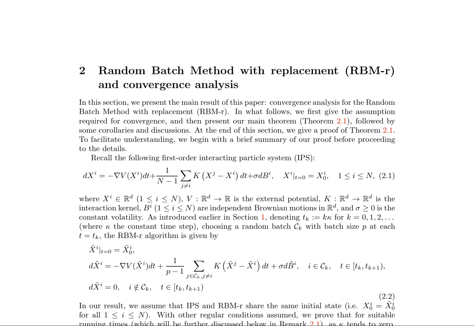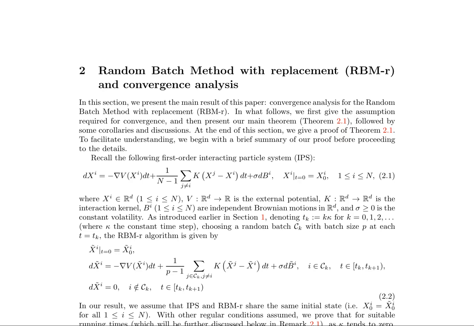The RBM-r algorithm is a discretization of the IPS, where at each time step, a random batch of particles is chosen, and the interaction force is calculated based on this batch. The authors construct a coupling between the IPS and RBM-r, using the random time change relation induced by each index i to estimate the distance between the IPS and RBM-r.